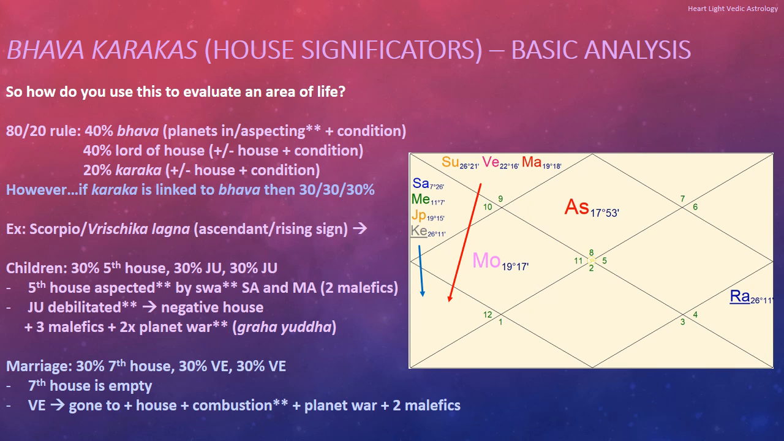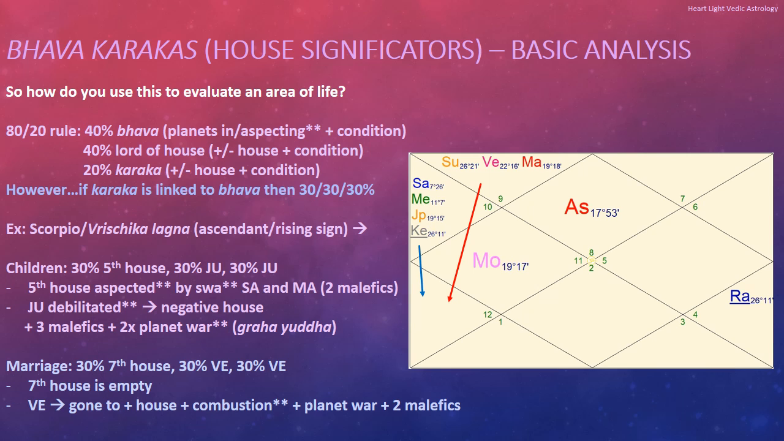Okay, so let's look at the seventh house, 30%. What's in the seventh house? Nothing is in the house. No planets in the house. No planets aspecting the house. So it's kind of neutral. The 30% seventh house evaluation piece is neutral, which means Venus is even more important. And you can see, since Venus is the lord of the house, it's going to be 30% evaluation or influence in this kind of analysis here, and 30% of Venus because it's a Bhava Karaka.